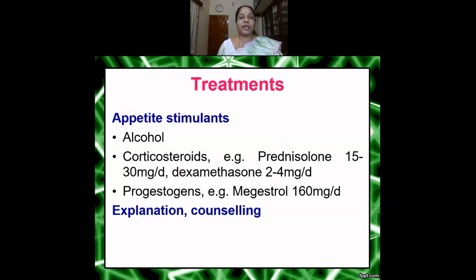And appetite stimulants can be given. Appetite stimulants are those that will improve the appetite of the individual, like a small amount of alcohol. Corticosteroids can be given, and progestogens can be given, and the patient has to be explained as to why they have to consume food to remain healthy, to avoid weight loss, and because they are taking different types of medicines, they have to have adequate nourishment.